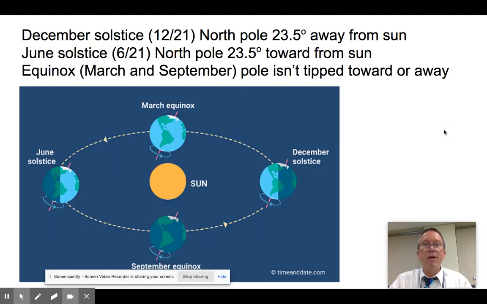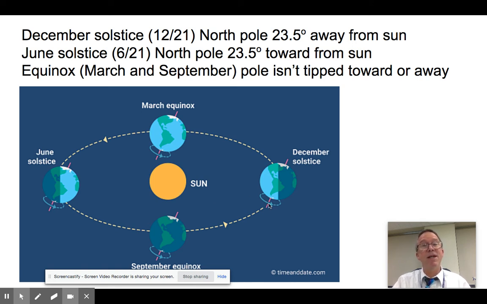Now, there's 4 dates that are of note in the orbital calendar. And these are things that the ancient people knew about quite well. So things like Stonehenge and many temples around the world have been built with this in mind. And that is that on the 21st of December, that is the day at which the northern rotational axis, the north pole of the Earth, is tipped its maximum distance away, its maximum angle away from the sun, 23.5 degrees.